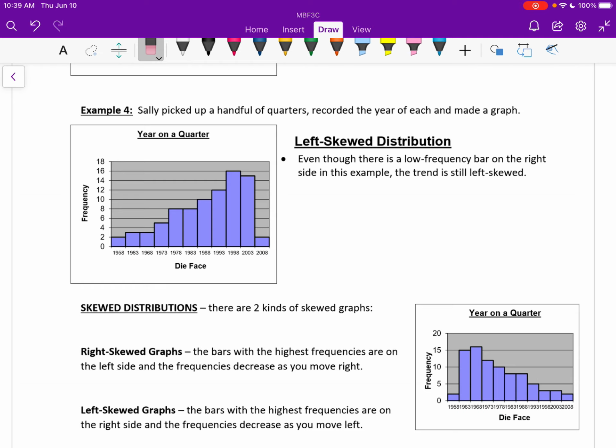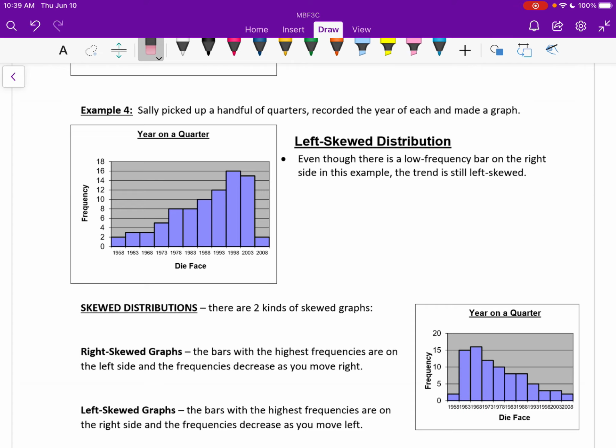So if she picked a handful of quarters, recorded the year that each of them was made, went in, found the frequency, and noticed that more of the quarters were made closer to 2003, 1999, 1993 rather than earlier, but there's fewer made in 2008, so it's more skewed towards newer quarters.